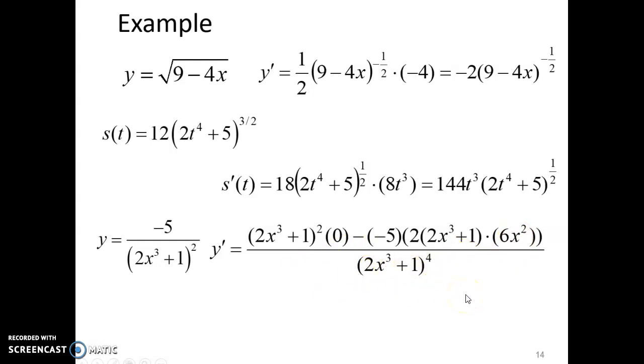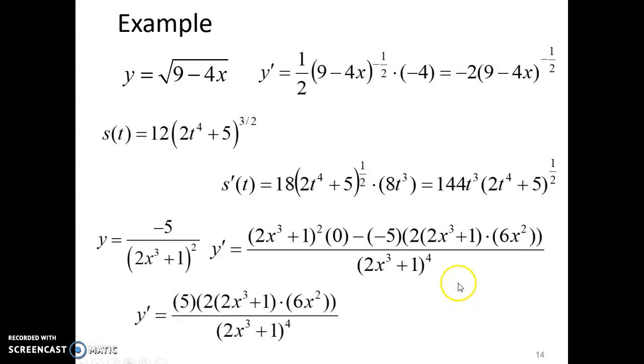Now in this case, I'm going to do a little bit of algebra here too. If we clean up the numerator, notice we get negative times a negative. This becomes 0 over here. And notice now this is a GCF of the numerator, so I actually can cancel one of those terms. So we get 5 times 2 times 6, which is 60x squared in the numerator, over (2x cubed plus 1) cubed.